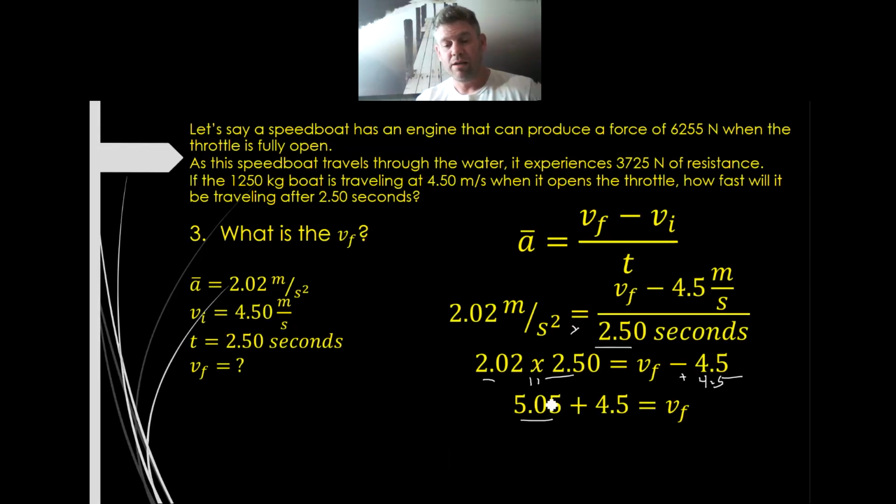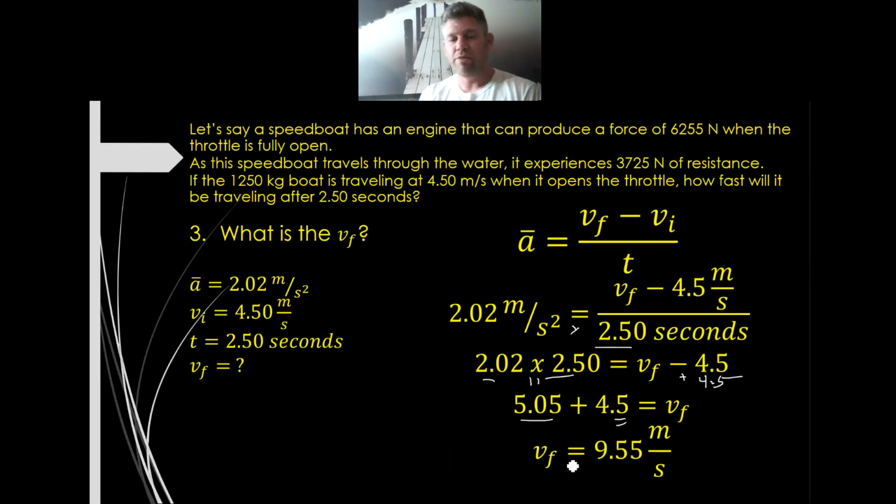Once I did that, that's how much my change in velocity happened over that course of time. If I started at 4.5 here, that means my final velocity should be 9.55 meters per second. Again, we started out by asking, what's the amount of unbalanced force? Use that unbalanced force to calculate acceleration. Use the acceleration to calculate the final velocity. Now, you'll get all three of those prompts as we go through it.